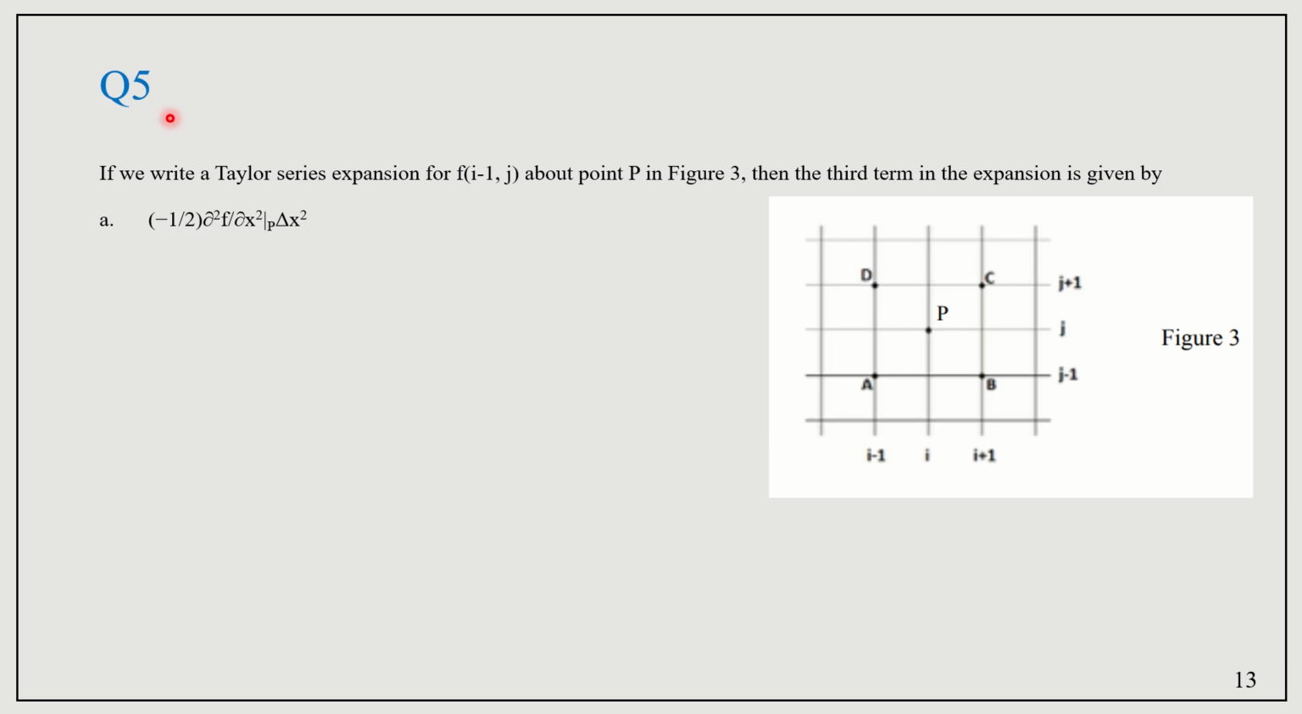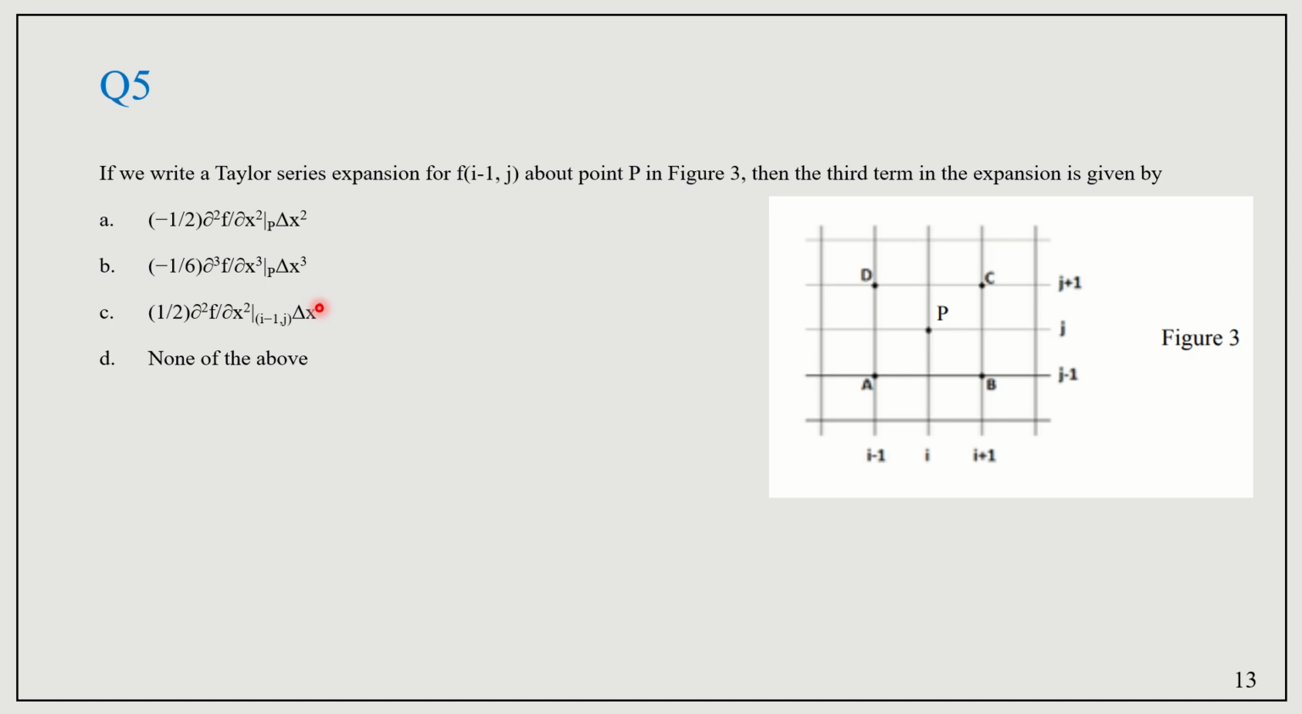Option A is minus 1 by 2 into dou square f by dou x square at P into delta x square. Option B is minus 1 by 6 dou cube f by dou x cube at P into delta x cube. Option C is 1 by 2 dou square f by dou x square at i minus 1 comma j into delta x square. Option D, none of the above. So if we expand f of i minus 1 comma j, what will we get? It will be like f of i minus 1 comma j at point P.